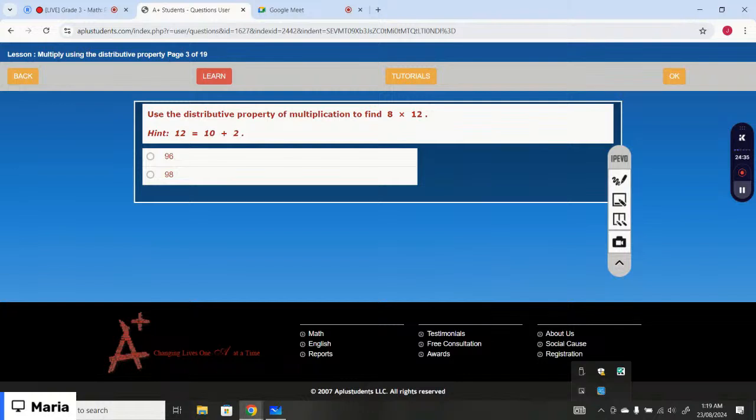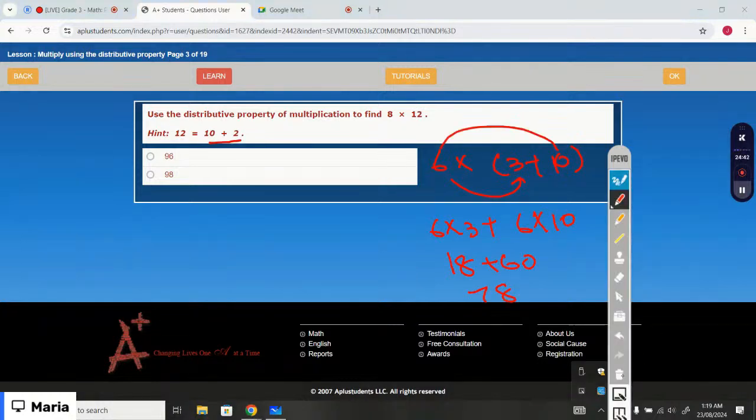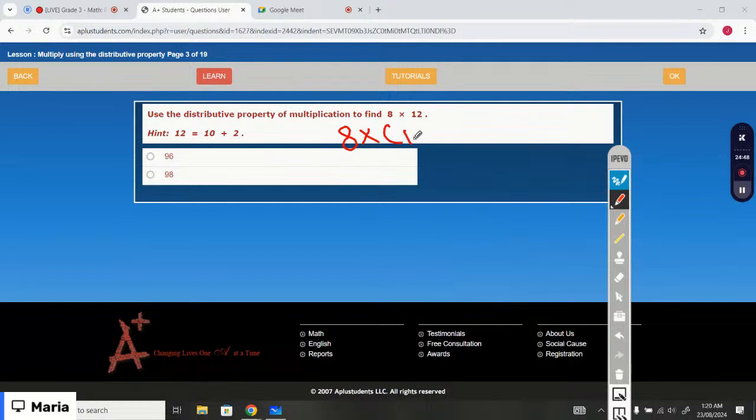The correct option is 98, right? How you need to replace the 12 with 10 plus 2, you have to do 8 times 10 and plus you have to do 8 times 2. 8 times 10 is 80 and 8 times 2 is 16. So you can just add 80 plus 16 makes 96. So the correct option is option number 1, that is 96.